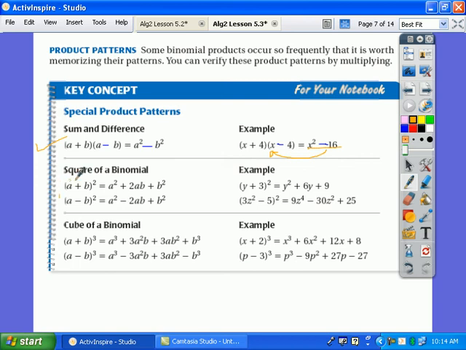We also have square of a binomial, so a plus b squared. We've seen this before, right? Probably in chapter 4 we would look at it as y plus 3 quantities squared. We've seen that. But now we're going to talk about it at a little bit more complicated level.